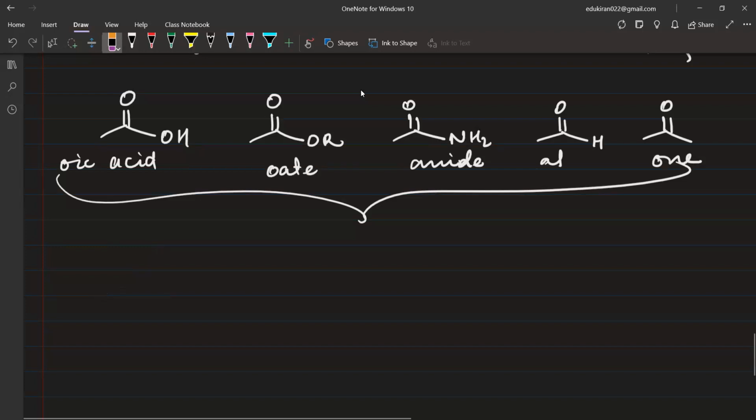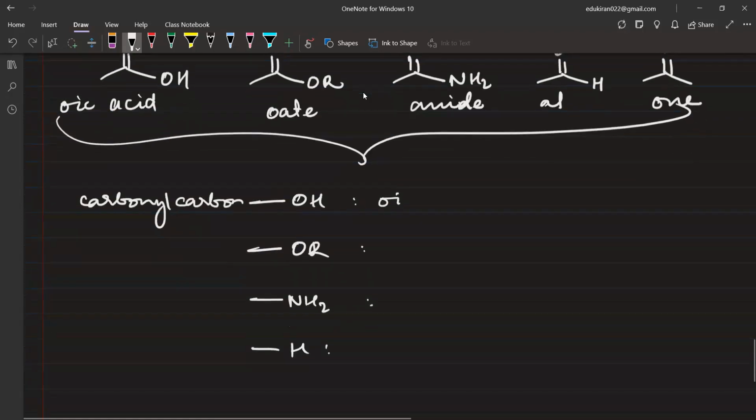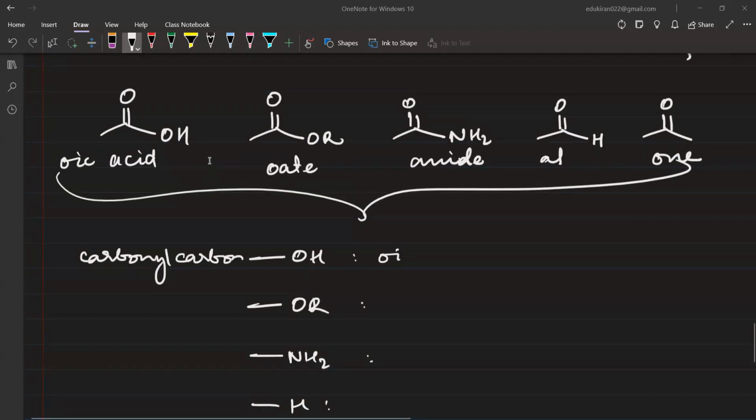Okay, now you can write it in many ways. You can write carbonyl carbon attached to OH, then it is oic acid. If it is attached to OR, then it is oate. If it is attached to NH2, then it is amide. If it is attached to hydrogen, then it is what? It is aldehyde. If it is attached to only carbons, then it is going to be one. So there are multiple ways. This carbon with double bond O is known as the carbonyl carbon. Okay, this part is known as carbonyl carbon, the carbon which is this one. This is your carbonyl carbon. Fine. Hafsa, Mariam, Tarif, Rabba, is this clear? Yes or no? Please tell me.